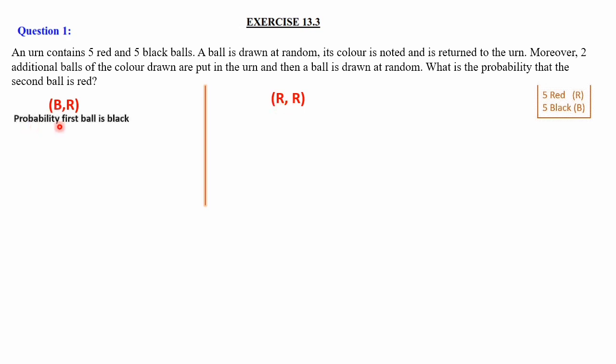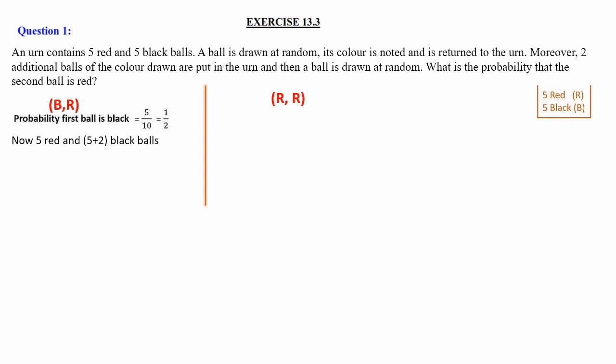So the probability that the first ball is black. First ball black means we have 5 black balls, so 5 divided by 10 total, 1 by 2. Now you have taken a black ball, so you are keeping it back and you are adding 2 more black balls because you have taken the first black. So now you have 5 red and 5 plus 2, 7 black balls. You have added 2 more black balls here.